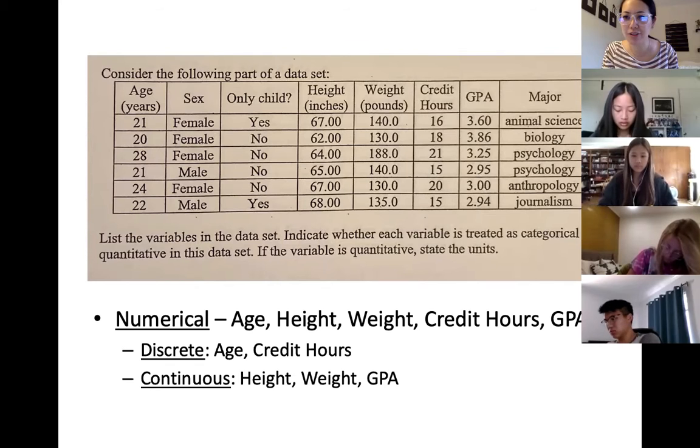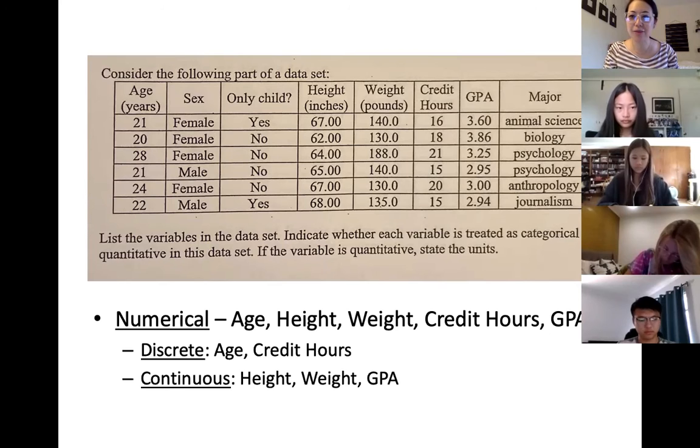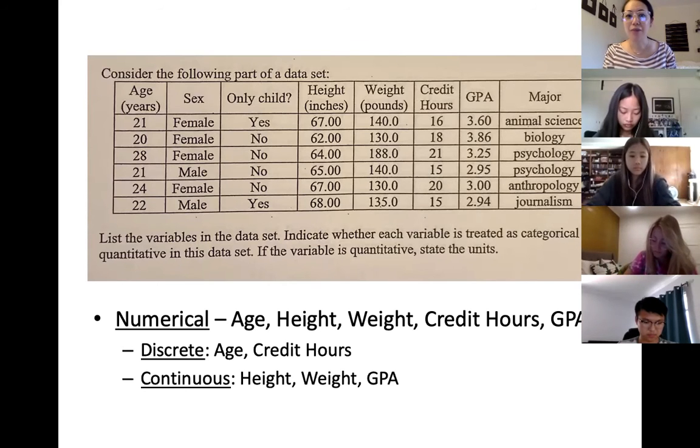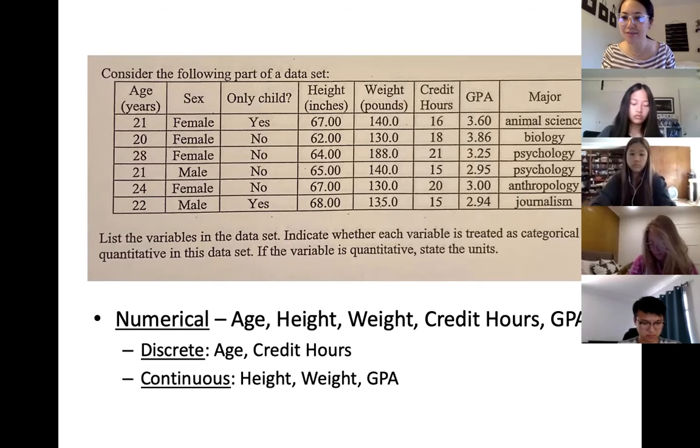So I have a trick for you guys, if that was a little more difficult or if you're not sure. Discrete variables are typically variables that you can count, right? How old are you? You count how many years you have. Credit hours, you count how many credit hours you have. Continuous variables are typically measurements. We measure height, we measure weight, we measure or calculate GPA. So discrete is typically counting, and continuous is more measurements.